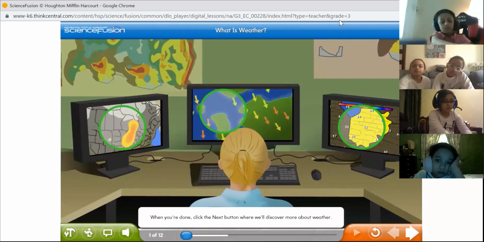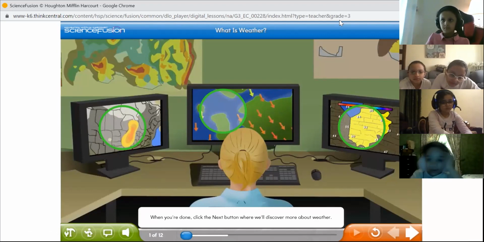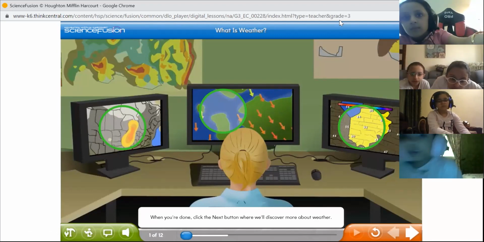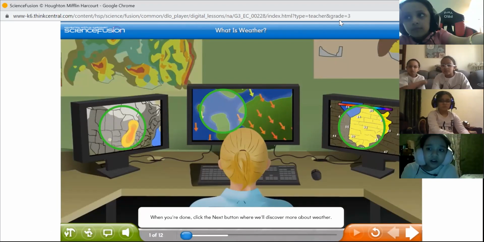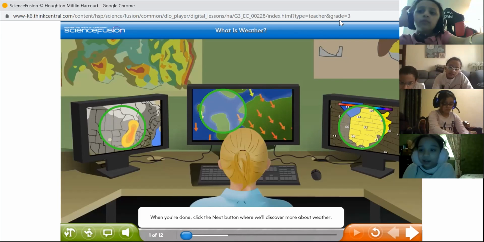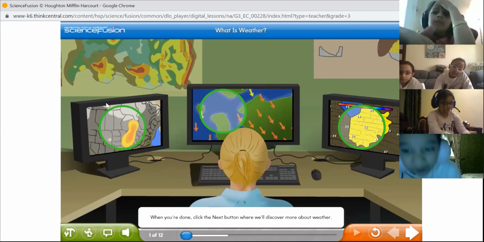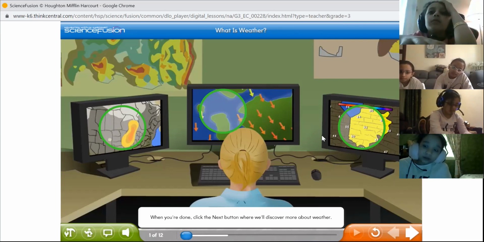Okay, girls, have you ever seen a forecast on TV? Yes, Dana, very good. A forecast is like a news report, but it tells you about the weather. When they tell you about the weather, they use these pictures to describe the weather for you.